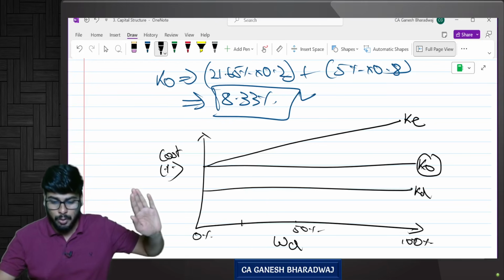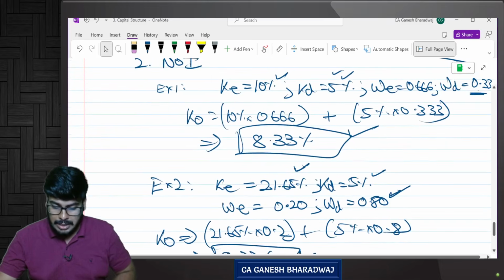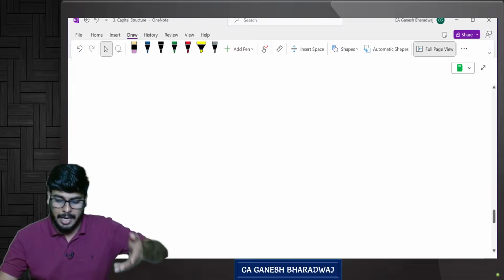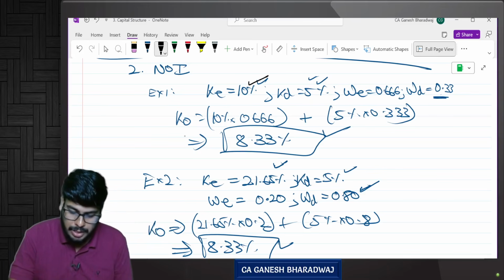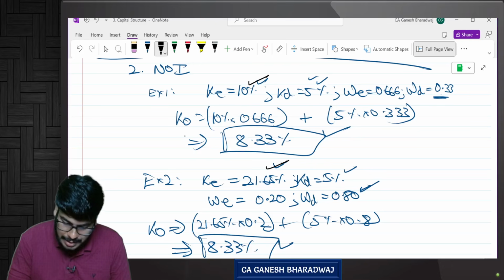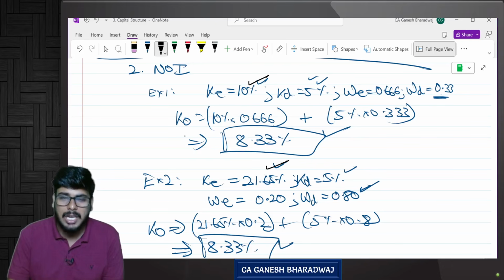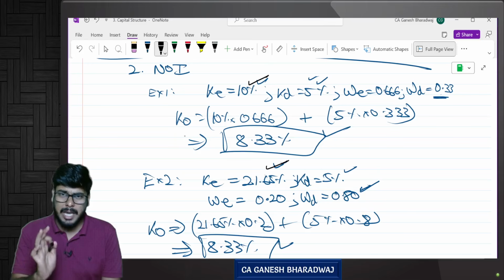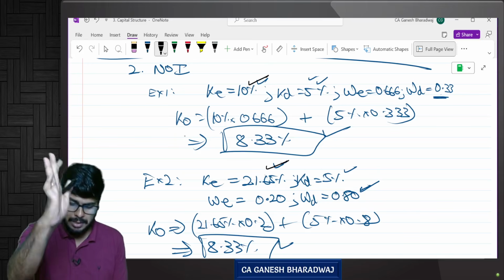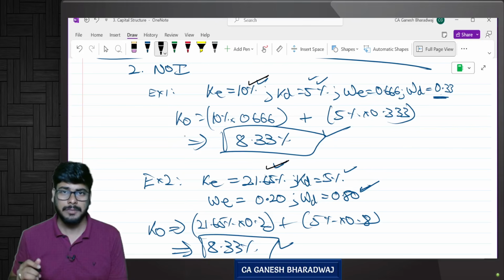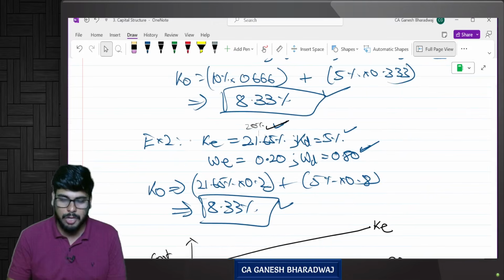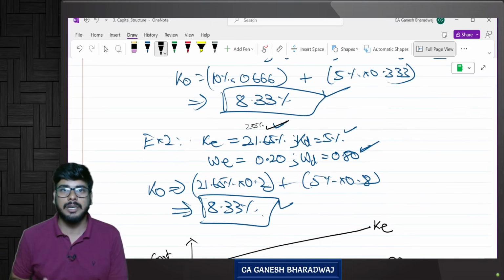Now you might have a doubt. Sir, let me take another figure here. KE, you did 10%, and now you increase KE to 21.65%. Sir, why will KE exactly increase from 10% to 21.65%? Suppose I take this as 20%. If you take this as 20%, then KO will not be 8.33, it will be something else. So sir, is this cheating or not?